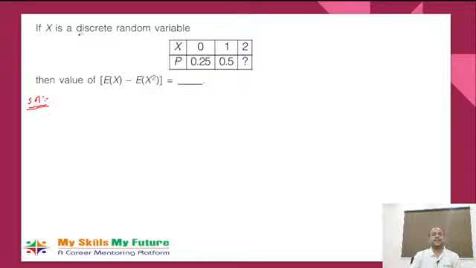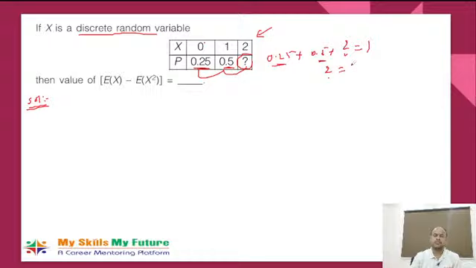If x is a discrete random variable, x takes values 0, 1, 2, with corresponding probabilities 0.25, 0.5, and this one is not given. Whenever this is a discrete random variable with a probability mass function, the total probability should be 1. So add 0.25 plus 0.5 plus a question mark, which should be 1. So 0.25 plus 0.5 is 0.75. Then in place of the question mark, you will get 1 minus 0.75, that is nothing but 0.25. So this value is also 0.25.